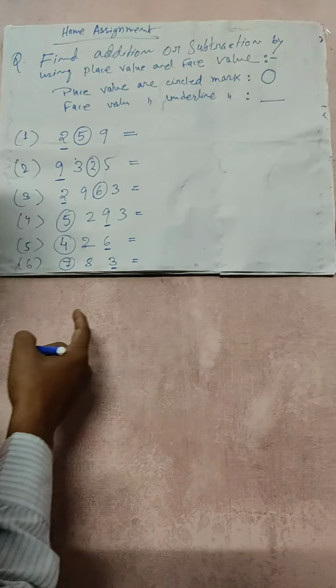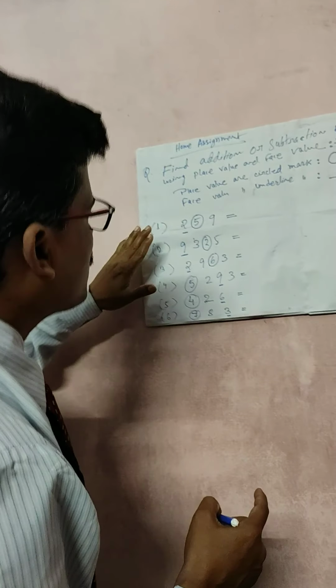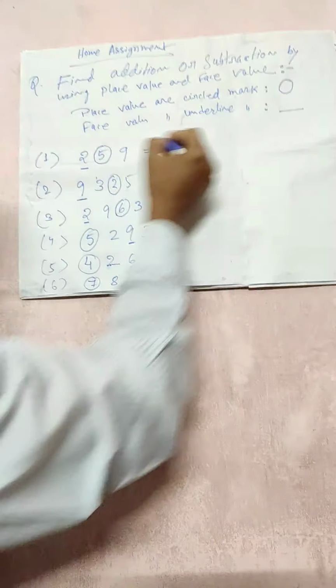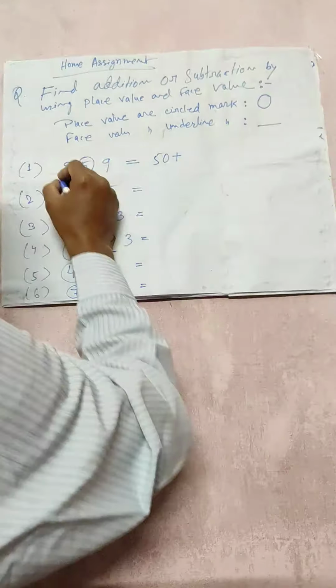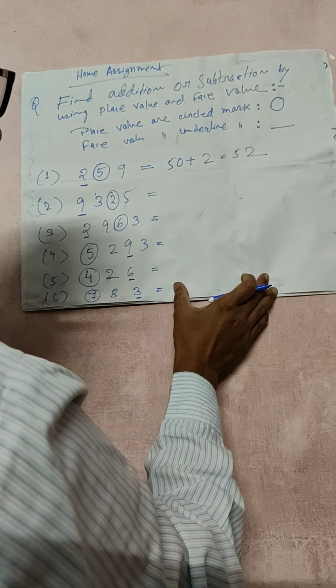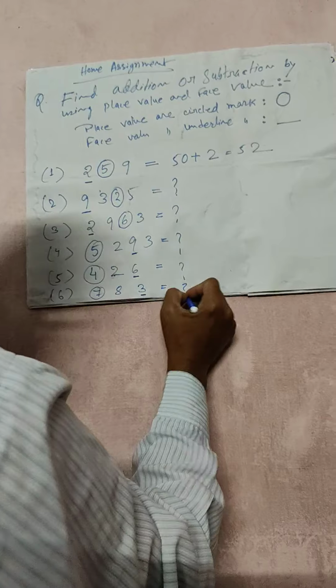Now I am solving one again so it is easy for you. What I have written here: find the addition and subtraction, you will do all the addition. Place value digits are circled, face value digits are underlined. So here it is 50 plus 252. The rest of these you will all solve by yourself in your notebooks.